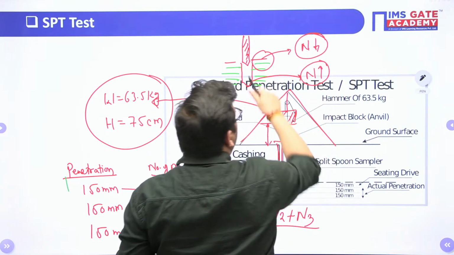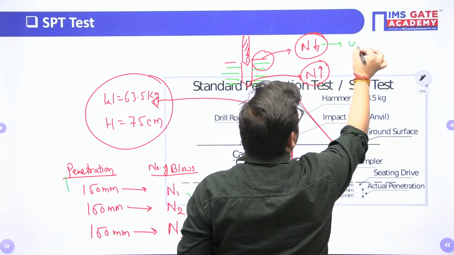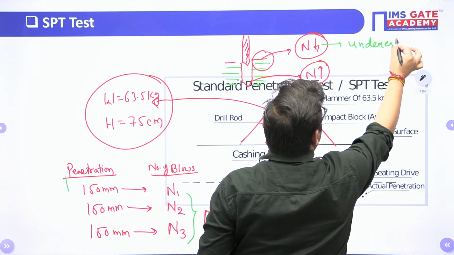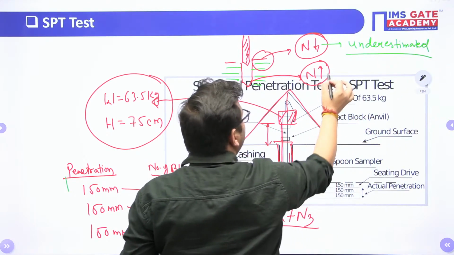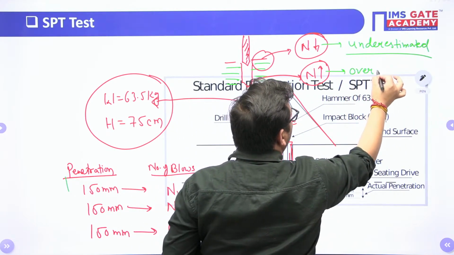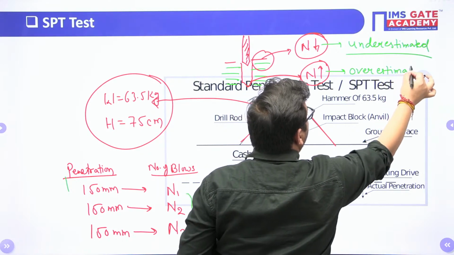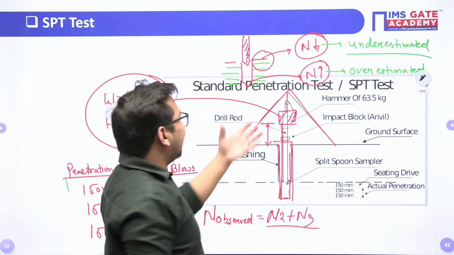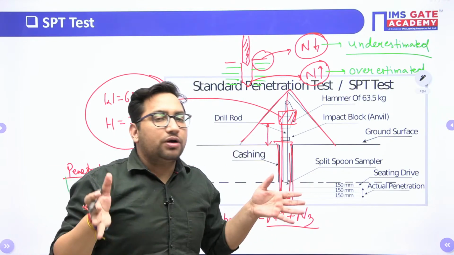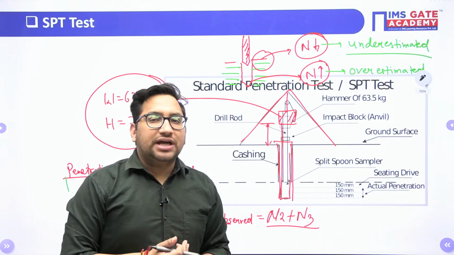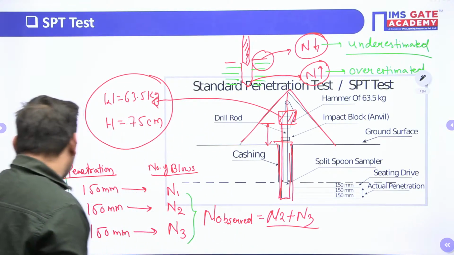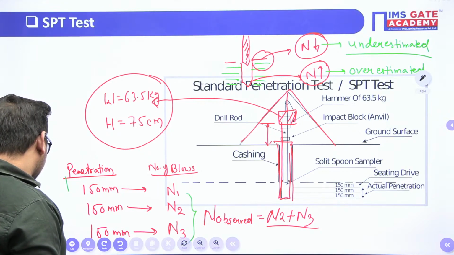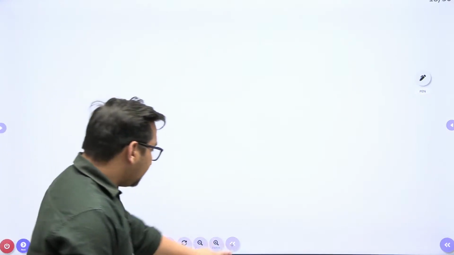Clear? It means at shallow depth, your N value is underestimated. Whereas at greater depth, your N value is overestimated. Why is it overestimated? At a greater depth, there is more overburden pressure. So to take into account that overburden pressure, we apply the overburden correction, right? So what will be that overburden correction value?